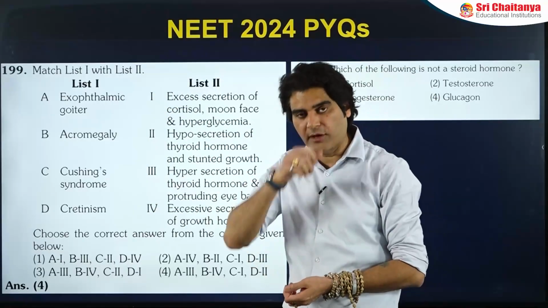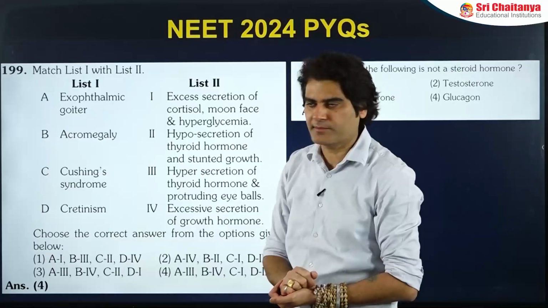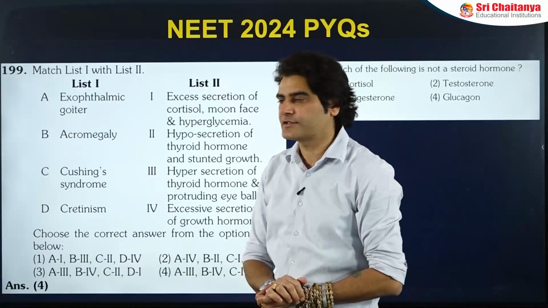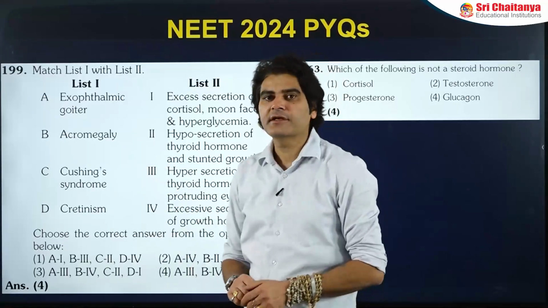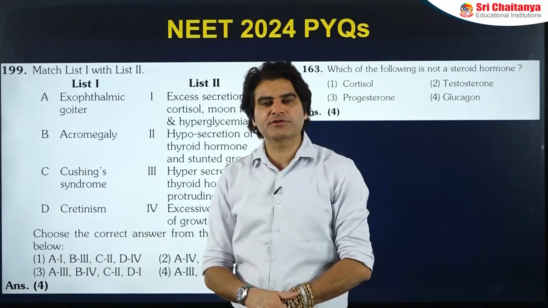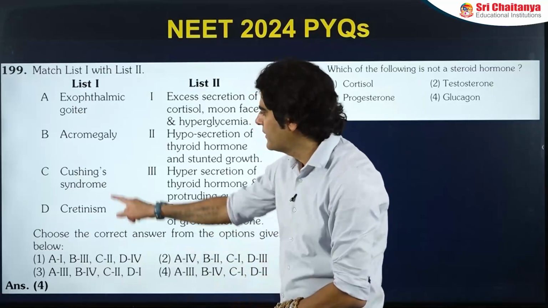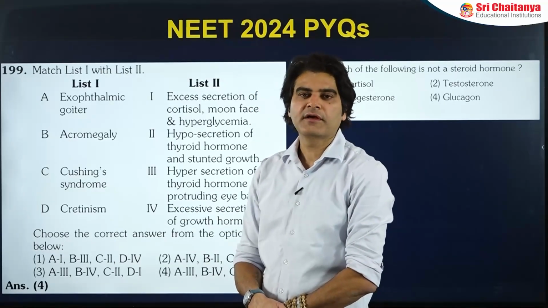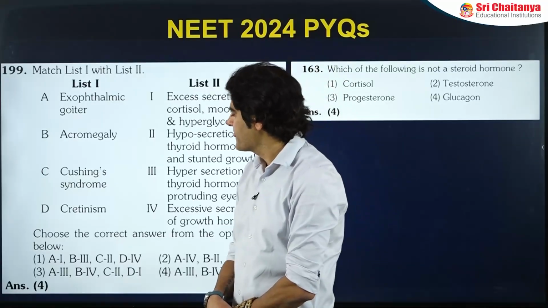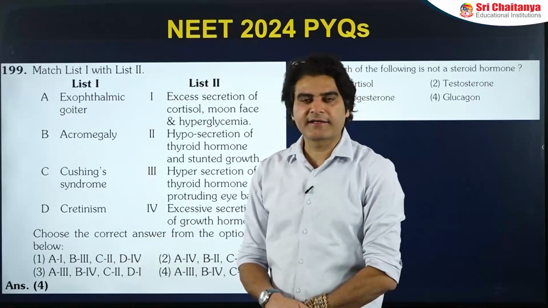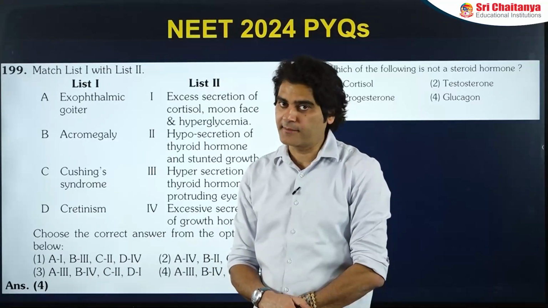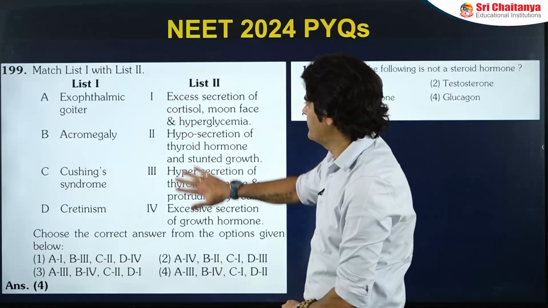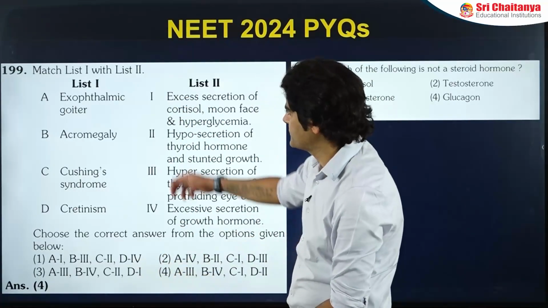So as you can see, the most common type of questions in this chapter are the matching type of questions. Exophthalmic goiter, that is a thyroid disorder, hypersecretory disorder of thyroid gland. Acromegaly, that is a pituitary gland disorder, oversecretion of growth hormone in adult humans. Cushing's disease is an adrenal gland disorder, excessive secretion of the adrenal gland hormones. Cretinism, on the other hand, is a thyroid gland hyposecretory disorder. Hyposecretion of thyroxine right from embryonic stages is cretinism. So if we match all of these, the answer here is 4th option.